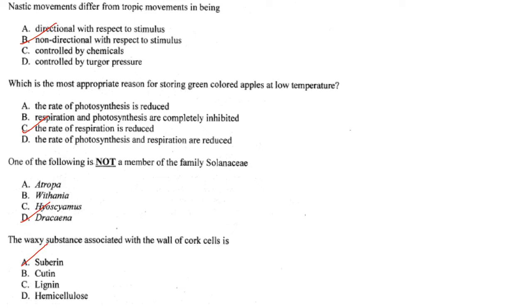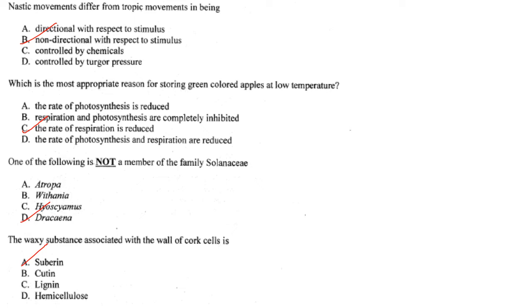Then, which is the most appropriate reason for storing green colored apples at low temperature? So when green colored apples are stored at lower temperature, the cellular processes in the apples get reduced to conserve energy, due to which the rate of respiration is also reduced and the aging process of the apple is slowed down. So here the answer is the rate of respiration is reduced. Answer is option C. Which one of the following is not a member of the family Solanaceae? So out of these, Dracaena is not a member of the family Solanaceae. It belongs to family Asparagaceae.